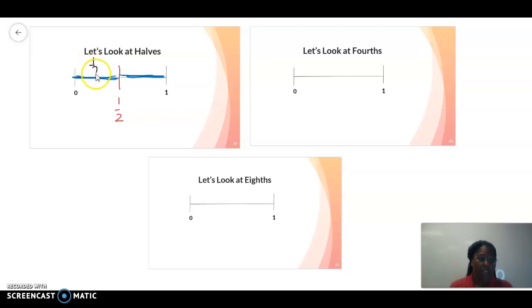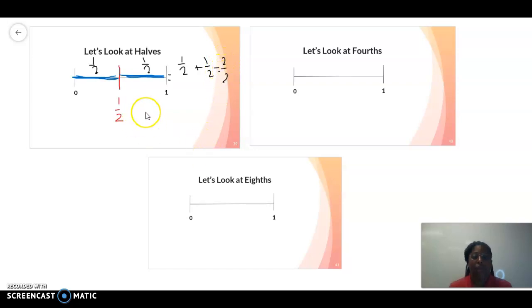1/2 plus another half is equal to 1 whole. 1/2 plus 1/2 is equal to 2 halves.